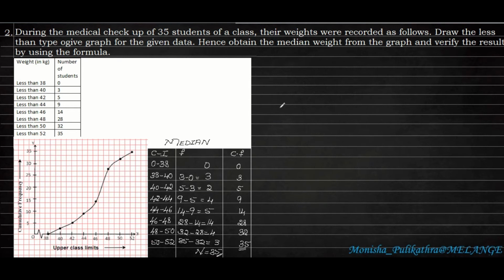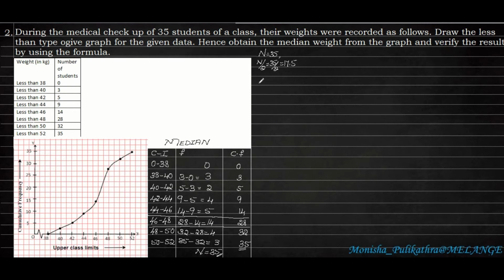Next we have to find out the median. In order to find the median, we have to find out in which class the median falls. Here n is 35. So therefore n by 2 will be 35 by 2, which is equal to 17.5. So for 17.5, we have to see the cumulative frequency where 17.5 falls. So this is the class where 17.5 falls, less than 48.